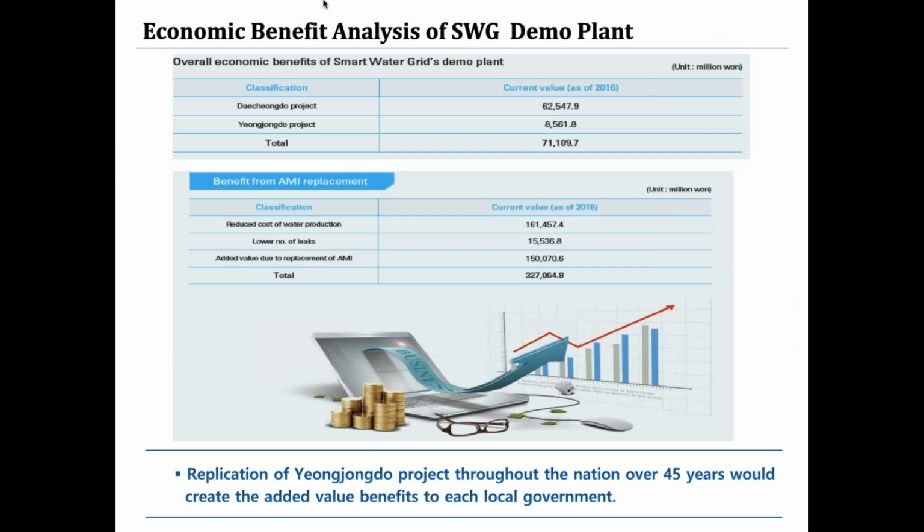And also we have studied the economic benefit analysis of a smart water grid demo plant. So we can confirm the necessity of smart water grid technology, and it should be included in conventional waterworks as soon as possible to save energy and water, and to enhance sustainability, especially to protect groundwater.